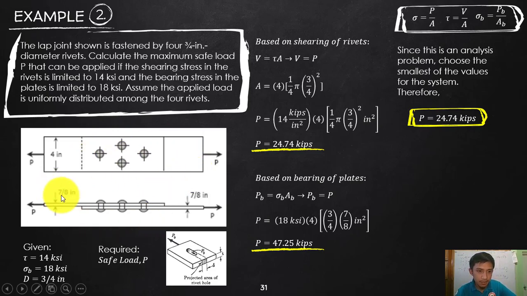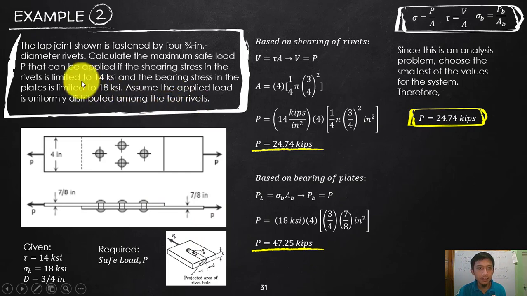So the thickness is 7/8. By the way, this is not given in the problem statement, but in the figure the thickness is given to be 7/8 inches. The thickness of the plates is the same.